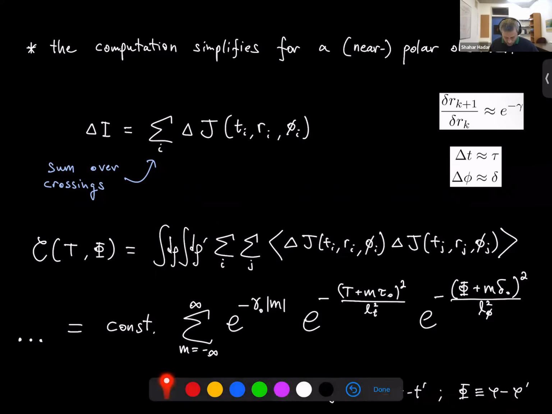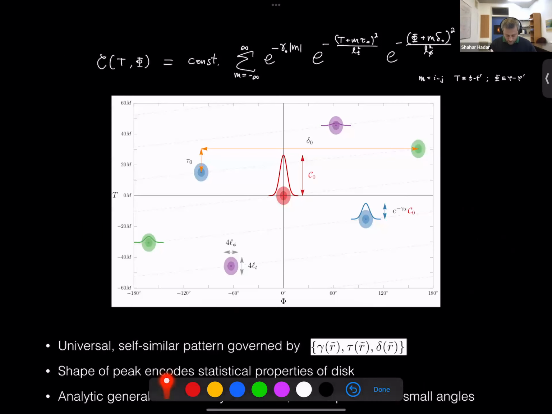So it's a collection of peaks with different magnitudes governed by the Lyapunov exponent gamma. Their locations are governed by tau and delta. Graphically, I can show it to you like this. This is the autocorrelation plane. Here's the angle difference between the points, which goes from minus 180 degrees to plus 180 degrees, and this is the time delay. Here we plotted it from minus 60 to 60 M, in relativistic units, of course, where G equals c equals 1.